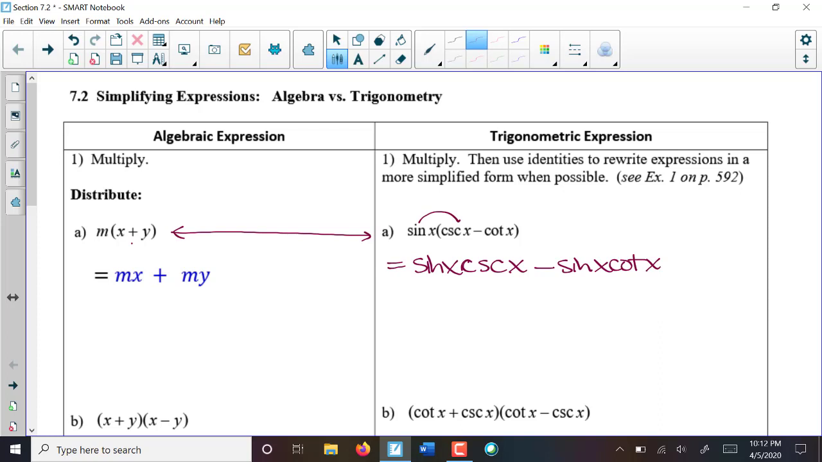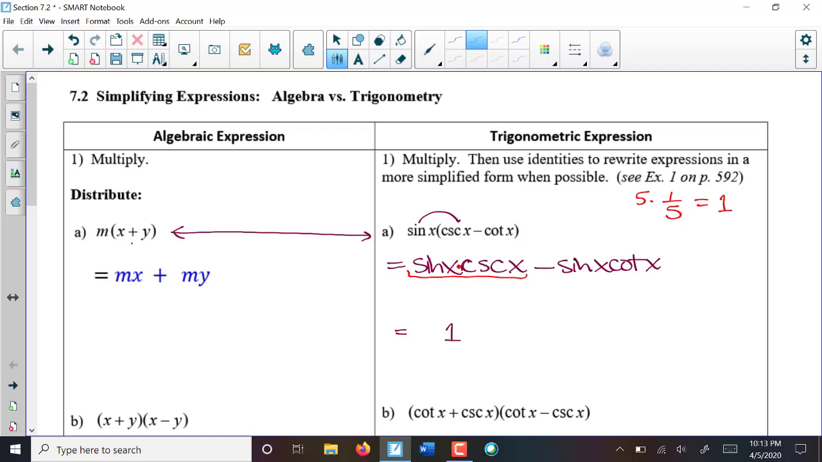Okay, now in algebra we stopped, but here we don't necessarily, or stopping isn't going to be the most simplified. So what are we going to do? If I look here when I'm multiplying, two things to recognize. Sine and cosecant are reciprocals. For example, it's like saying 5 times 1/5. What happens when you take 5 times 1/5? You get 1. That's the idea with reciprocals. They are multiplicative inverses of each other. Okay, so if you recognize that, you could go straight to 1.